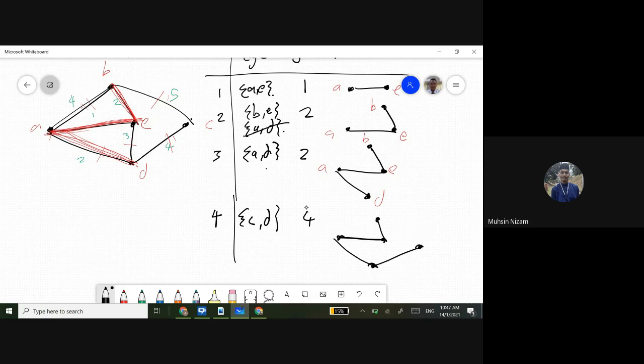Okay, the most interesting question that every semester that the lecturers will argue regarding Prim and Kruskal. Sekarang ni total dia berapa? Sama juga, 9.